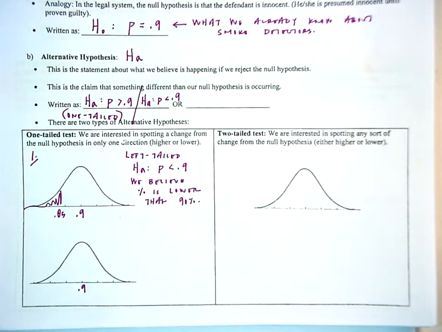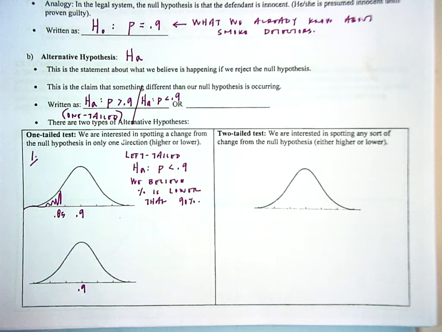Okay, so again, this is just an example of a one-tailed, specifically left-tailed test, where the alternative hypothesis is that P is less than 0.9. We believe that the percentage of people with smoke detectors in their homes is lower than 90.